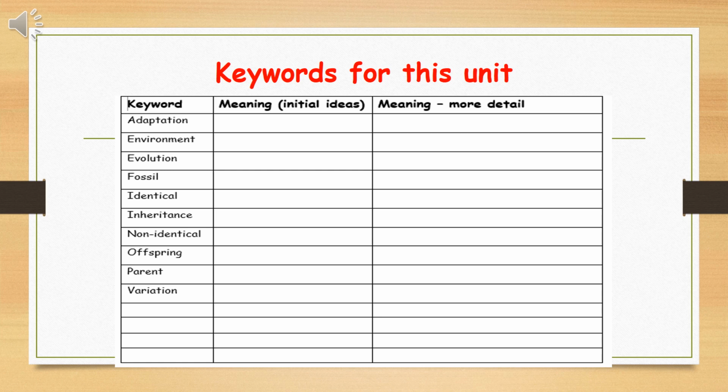You can see underneath variation there are 4 empty boxes. That could be words that we add to as we go, or you could think of some other keywords that you think you might need to know. So can you do that for me now, please?